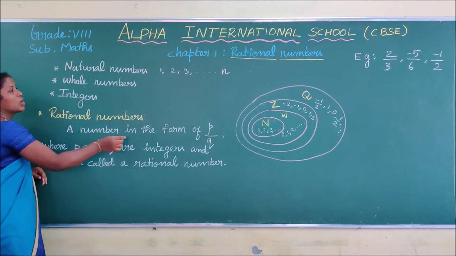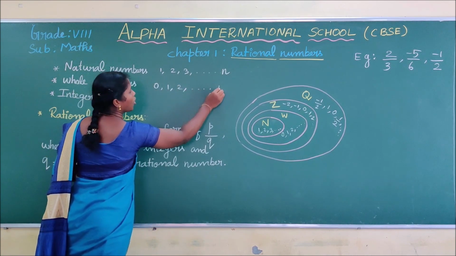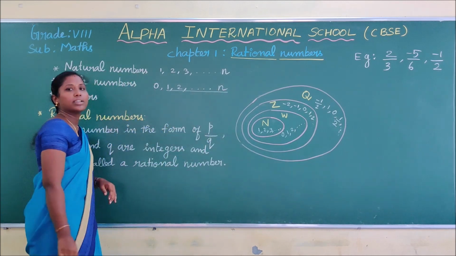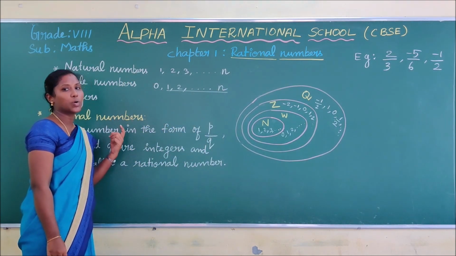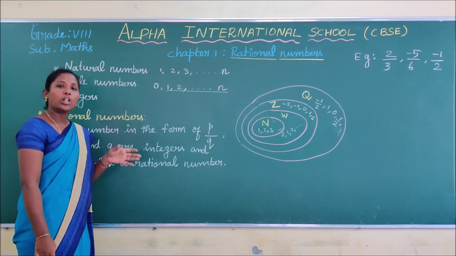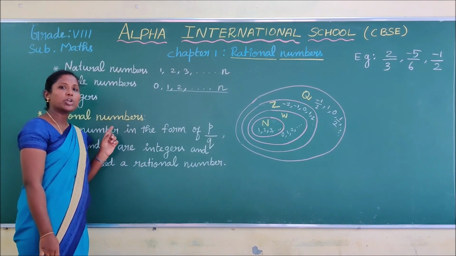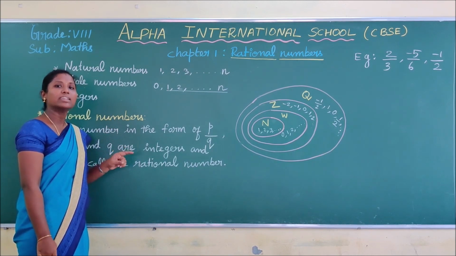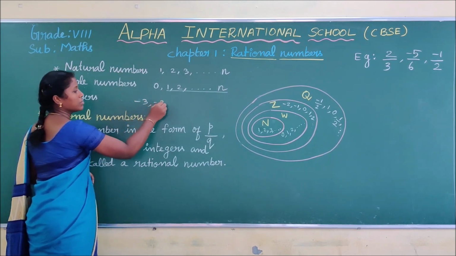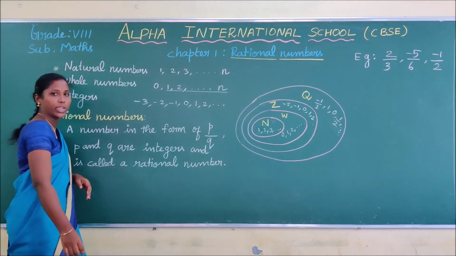Next, whole numbers. Whole numbers start from 0, 1, 2, 3 and all positive numbers. So 0 plus all natural numbers are commonly called whole numbers. Next, integers. Integers are all positive and negative numbers and 0, collectively called integers. For example, we can write minus 3, minus 2, minus 1, 0, 1, 2, 3 and it goes on.